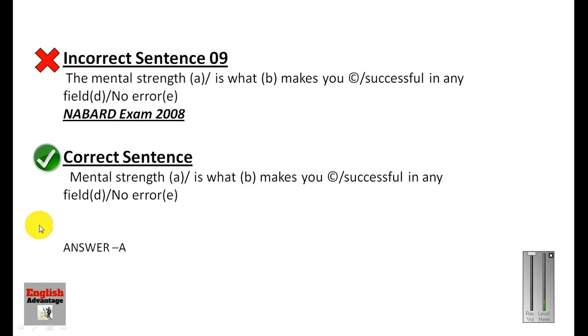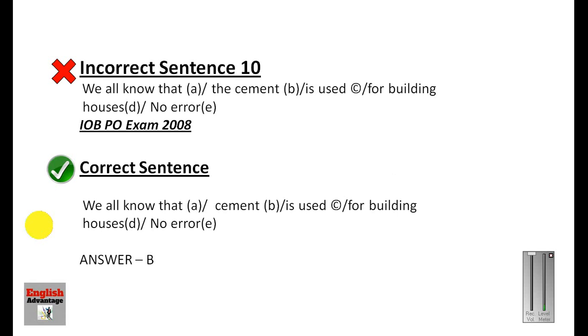Okay, I hope you have understood this well. Now let us see the next question. Incorrect sentence number 10: We all know that the cement is used for building. Till here, this is correct. Now let us see the second part. We cannot say "the cement," because cement is a material noun, and it is being used in the general sense. Cement is used in each and every house. It's not specific. Furthermore, cement is a material, and before material nouns we do not use an article when we use them in the general sense. So "the" will not come here. The answer would be B. This is also a very important common error. It has come in IOB PO exam 2008.